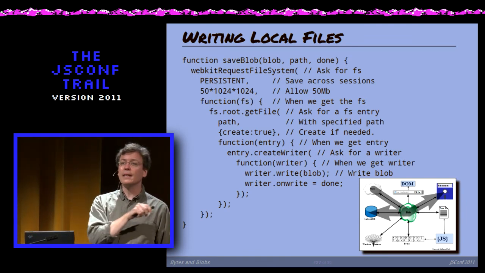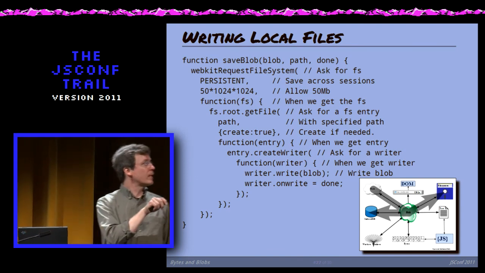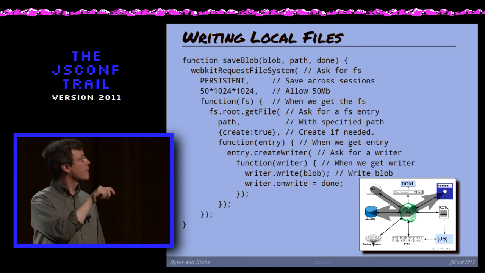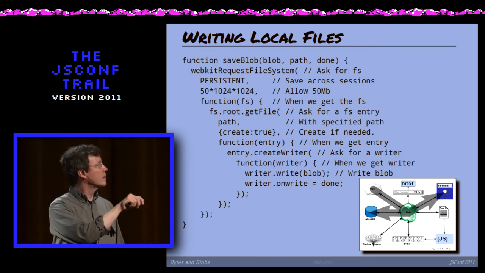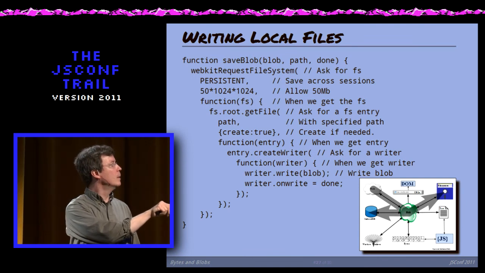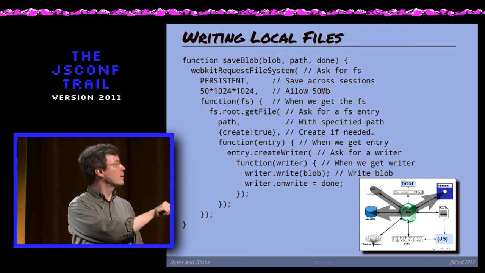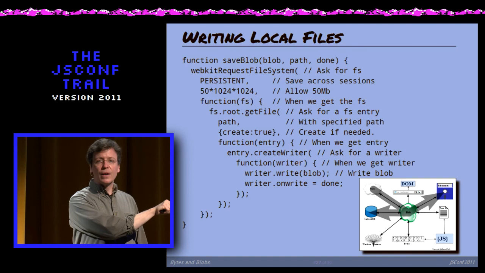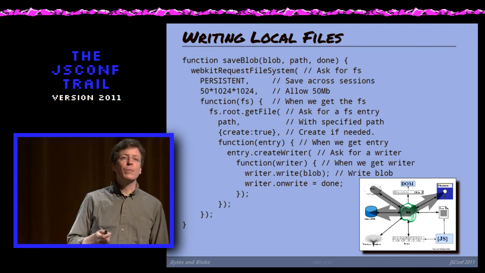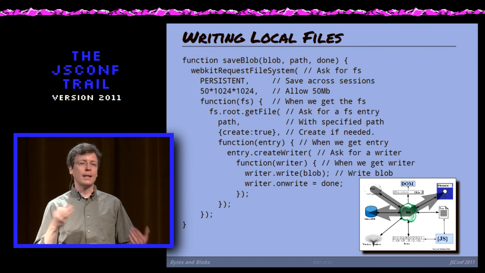Instead of calling file to get the blob, we now call createWriter. And this creates a file writer object. And again, async. When this function is called, we have a file writer object. Now we can write a blob to the writer and specify a callback if we want to know when that write is done successfully.